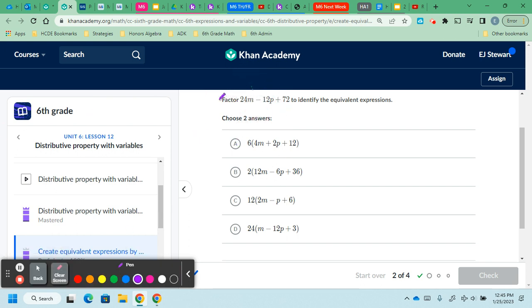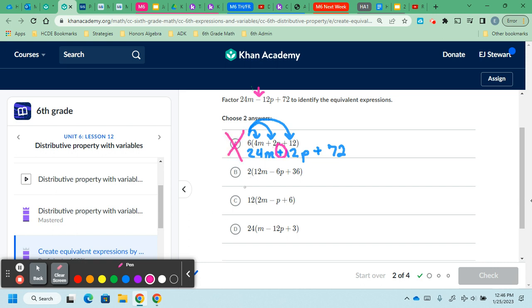So it says factor this expression to identify equivalent expressions. Since we've not factored yet, I would do that same thing. Distribute the 6 to each one of these numbers. 24m, positive 12p, and 6 times 12 is 72. Well, it looks similar to what I have above, but I notice here that that is a negative 12p, or minus 12p. So I know that can't be an answer.